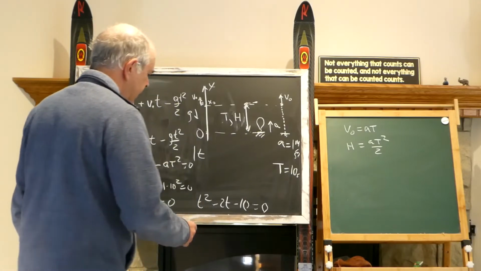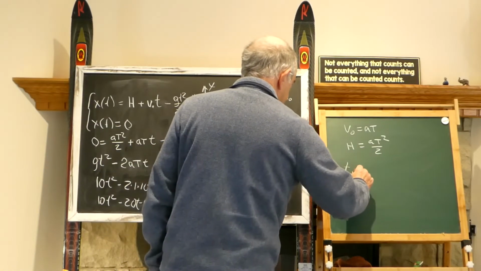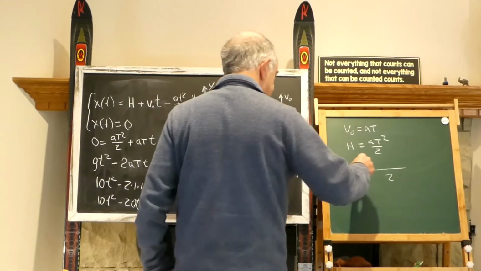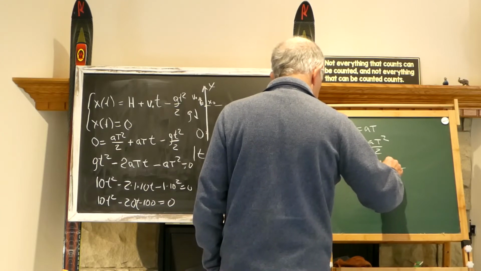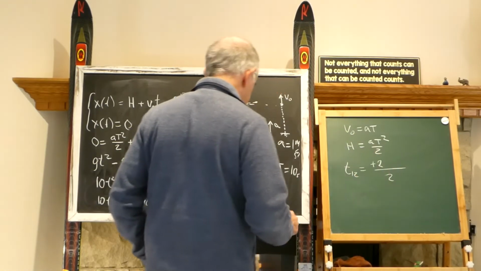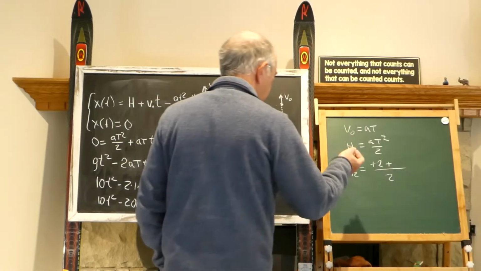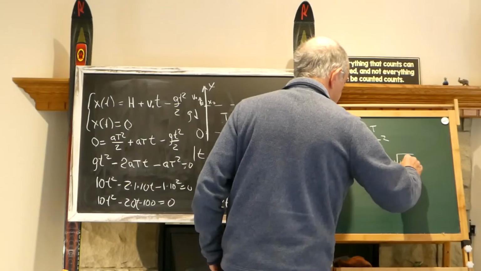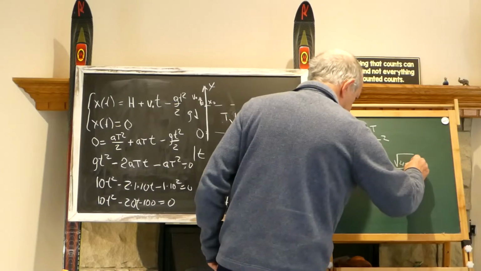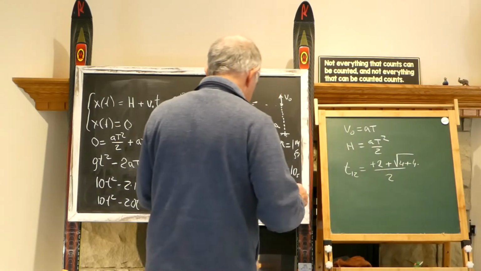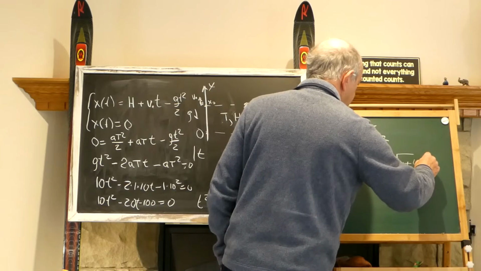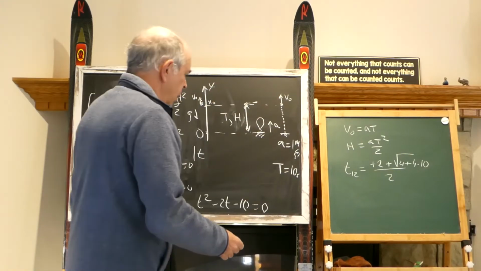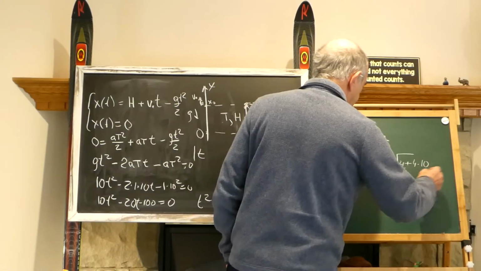And then I have to solve this quadratic equation. To solve it, I say t1,2 equals minus b, which is minus minus 2, and minus over minus would be plus. And then I put plus because I don't want negative numbers. And I put here b squared, which is 4, minus, would be plus 4 multiplied by 10.